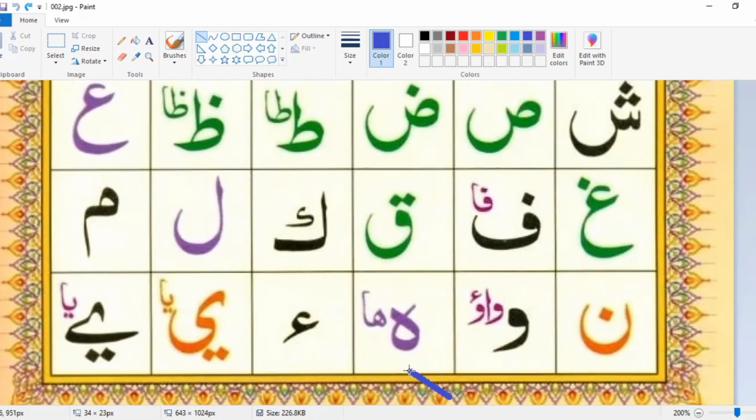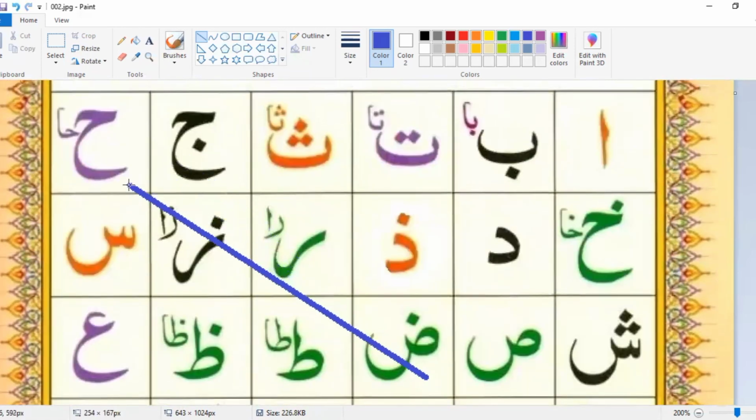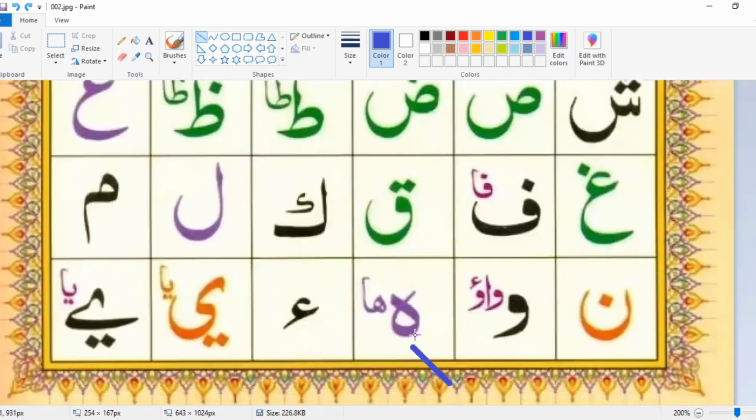Ha comes from the lower level of the throat, near to your chest. This is the difference between ha and ha. Ha comes from the middle level of the throat, and ha comes from the lower level of the throat. Hamza, ya, ya.